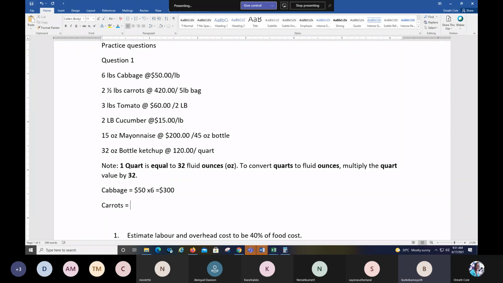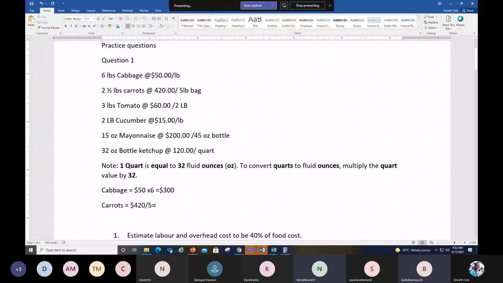Miss, so first we're going to do $420 divided by 5 so that we can find out how much per pound. Okay, good. All right, excellent. So 420 divided by the 5. Good. And how much would that be? Let me see.